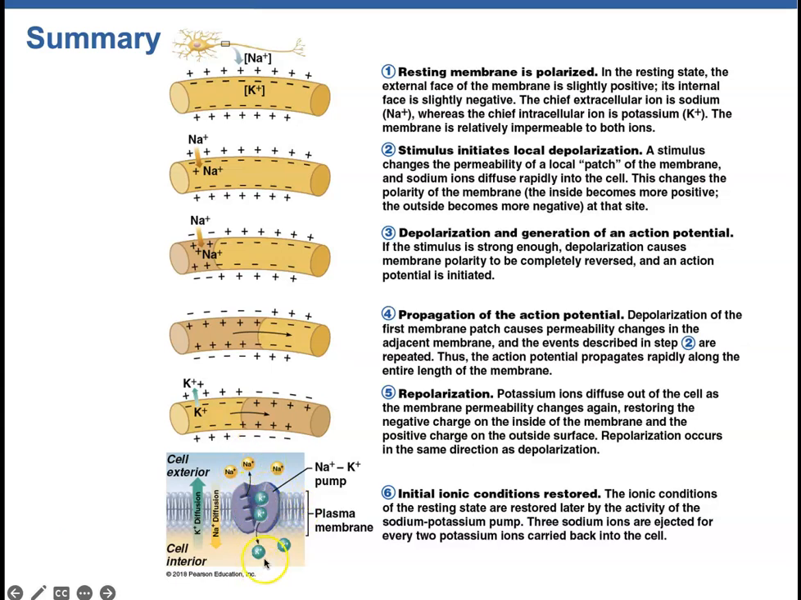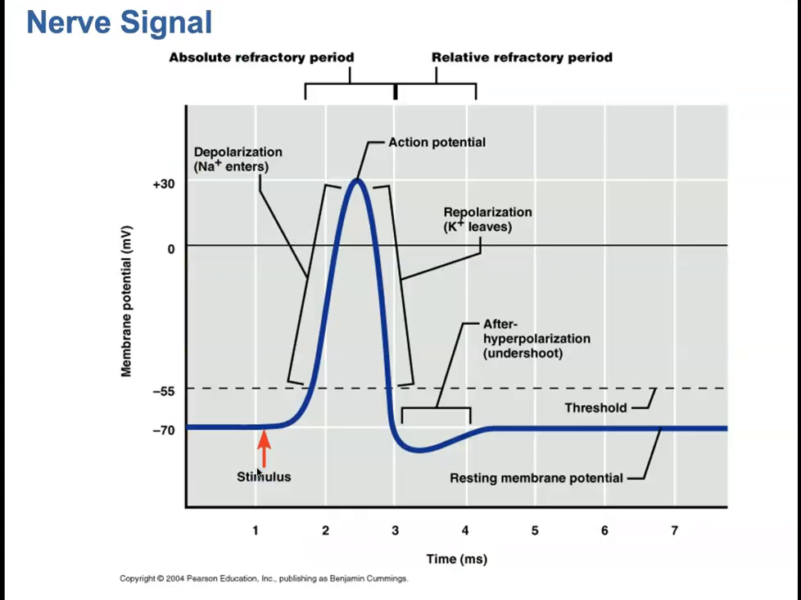So for every 2 potassium that we pump in, we pump out 3 sodiums, and we restore our resting membrane potential. When you look at this in terms of electrical activity, we can actually measure it. And so what we have is the threshold potentials. Now we have what's called the membrane potential. It's measured in millivolts. So this here is your resting membrane potential.